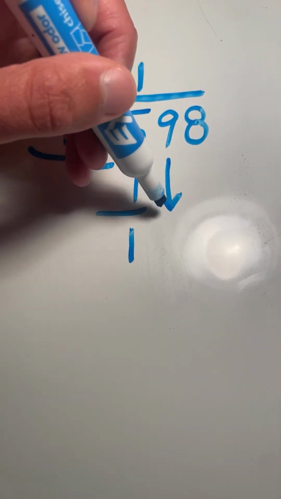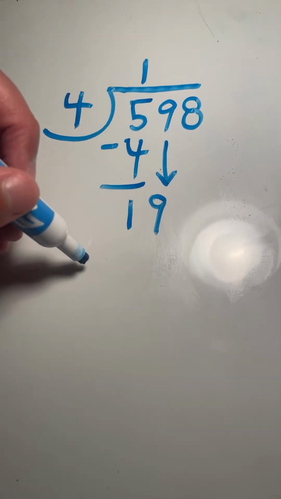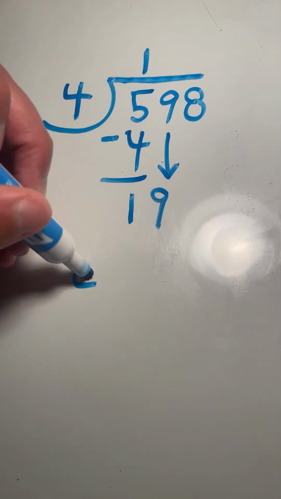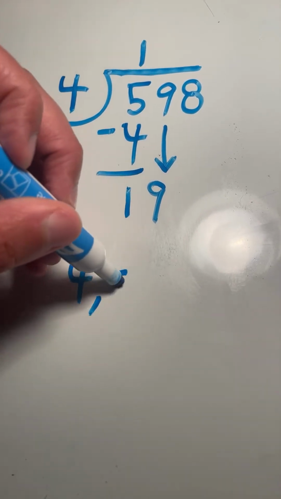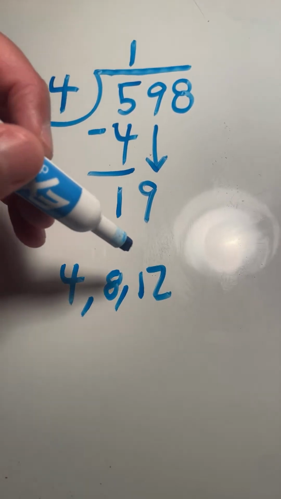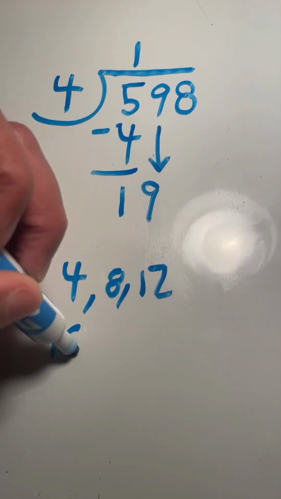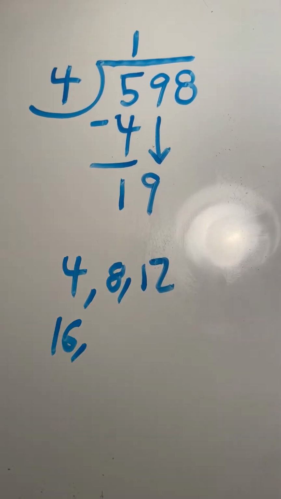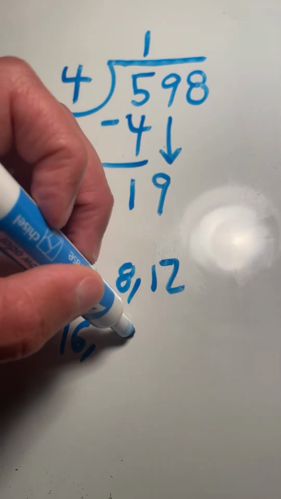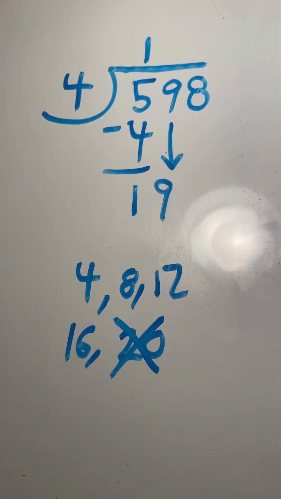Next, we bring down the 9. Now we have to figure out how many groups of 4 go into 19. So we're going to skip count by 4s. 4, that's one group. 8, 2 groups of 4. 12, 3 groups of 4. 16, 4 groups of 4. Now, if I count by 4 again, I'll have 5 groups, but I'll be at 20. I'll have gone past 19.